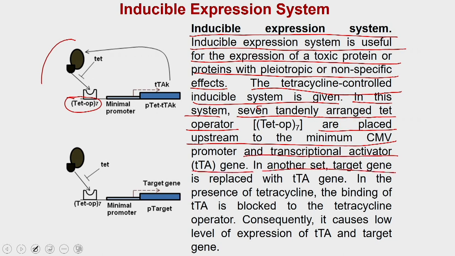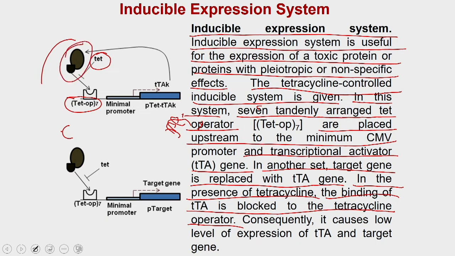In the other set, the target gene is replaced with the TTA gene. You grow these cells in the presence of tetracycline, and the binding of TTA to the tetracycline operator is blocked, which means that as long as tetracycline is present, TTA will not be able to bind to the tetracycline operators. Consequently, it is not going to drive the production of the target gene, as well as the expression of TTA.